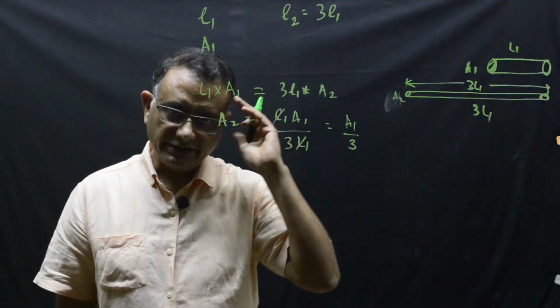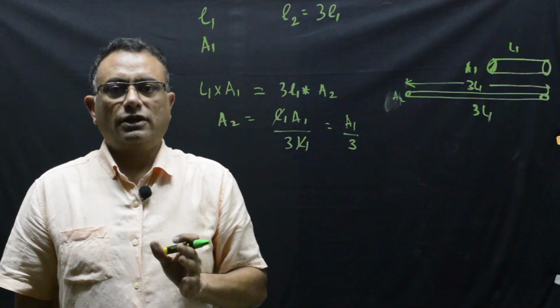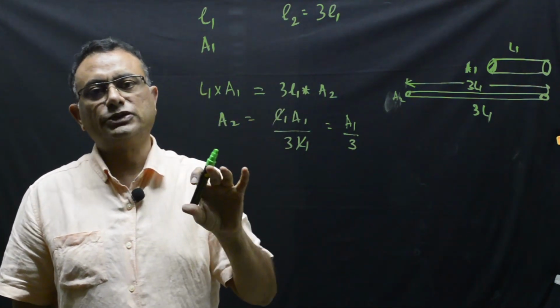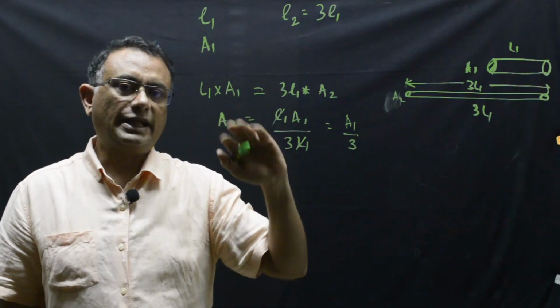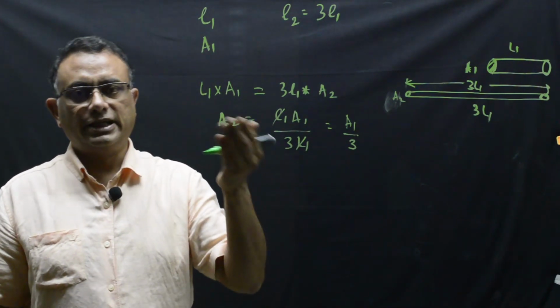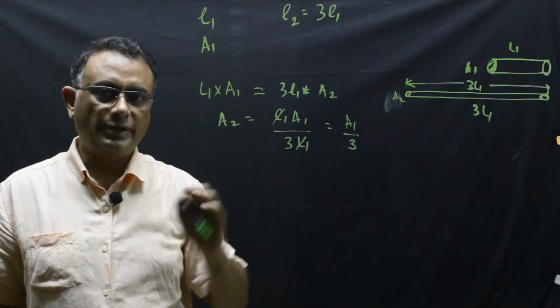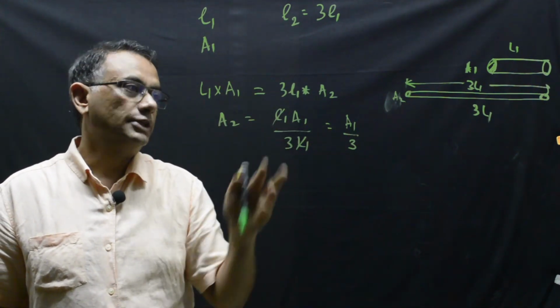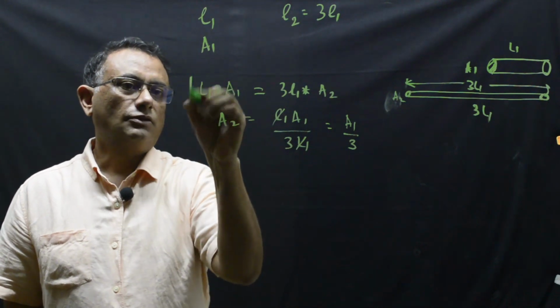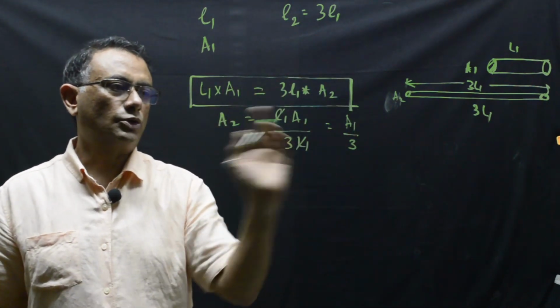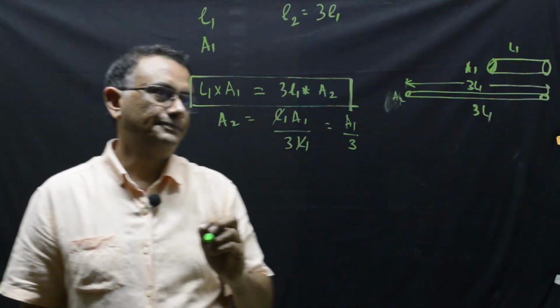Okay, so it's a reciprocal relationship. If you increase the length by 3 times, the area is always going to become 1/3. If the length is becoming double, then the area is going to be half. If the length is quadrupling, then the area is going to be 1/4. So you can remember that the logic behind that is volume is going to remain the same. Okay, so with that you can come out with this inference.